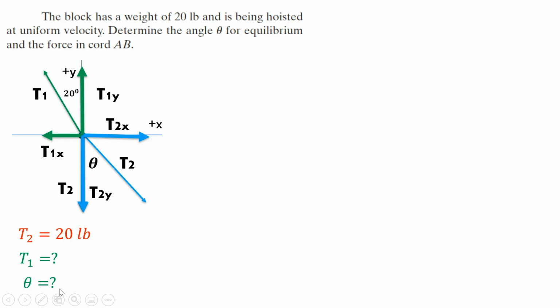Again, there are 2 unknowns, an unknown angle and an unknown tension, so we will identify the unknown angle first. Okay, so let's start with the summation of forces along x. We have 2 forces along x here, so that is T2x minus T1x equal to 0. This is T2x, and this part is also T2x.